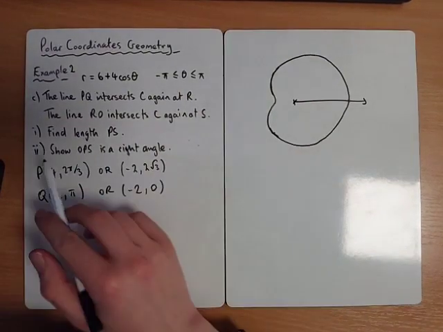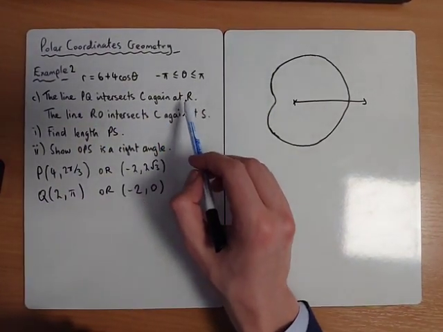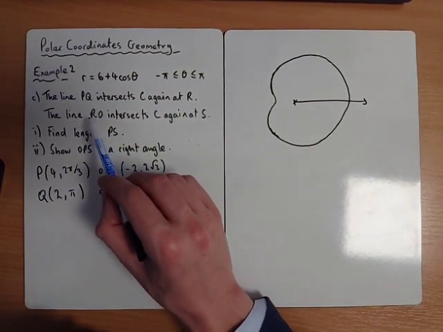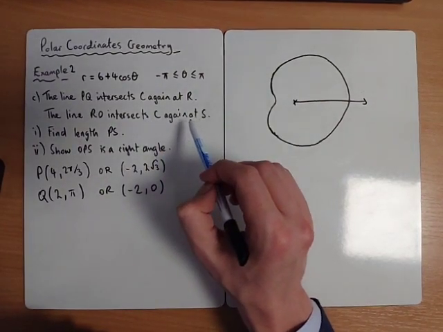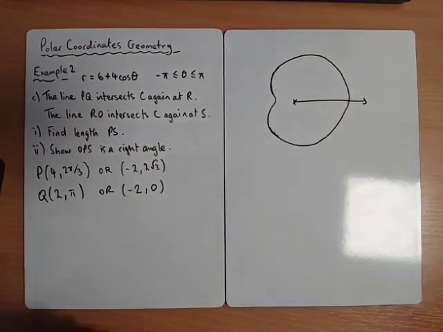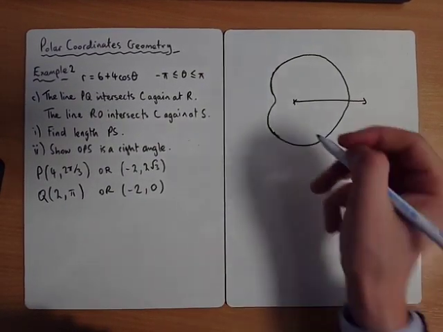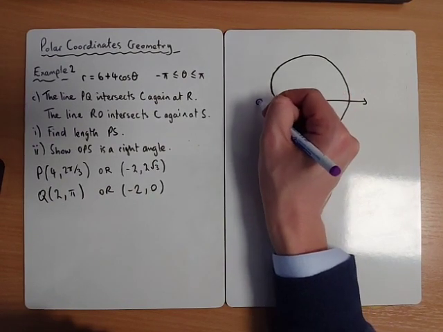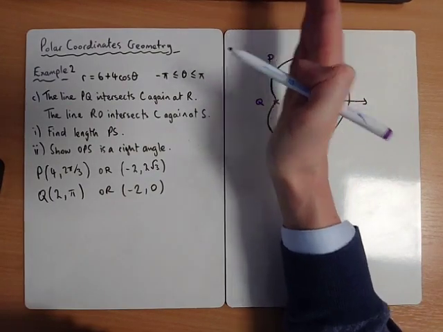So the last part of the question says the line PQ intersects the curve again at R. Then the line RO, which means from R through the origin, intersects the curve again at S. Let's draw this out and see what this looks like before we try and answer the question. So we've got Q, which is here. We've got P, which was straight above.